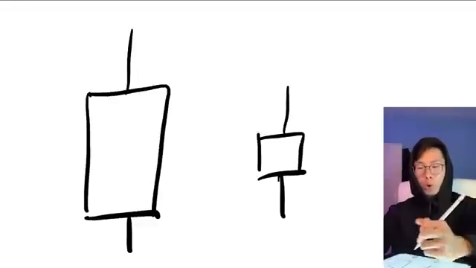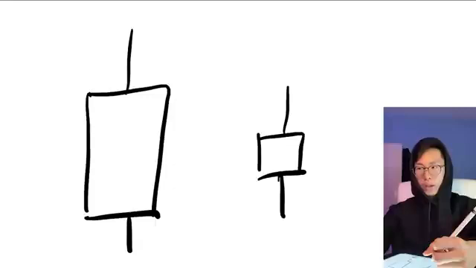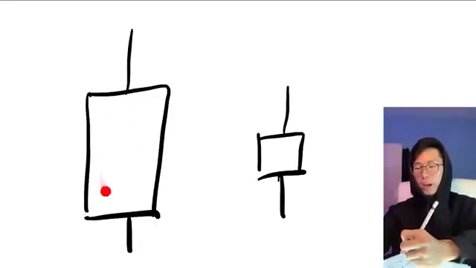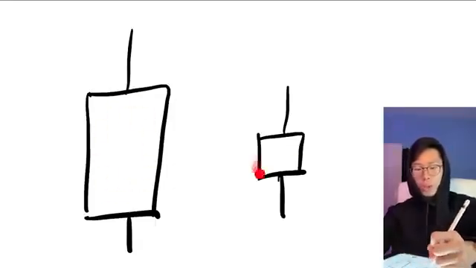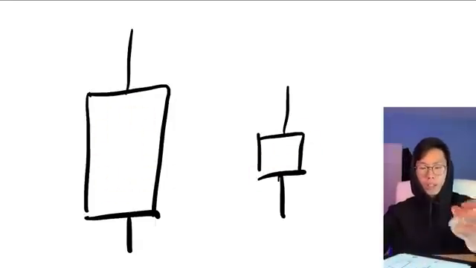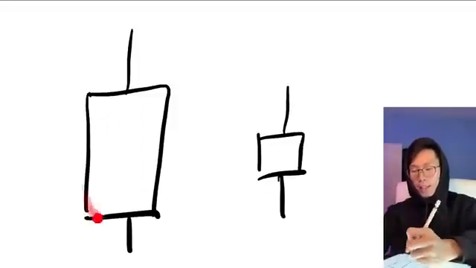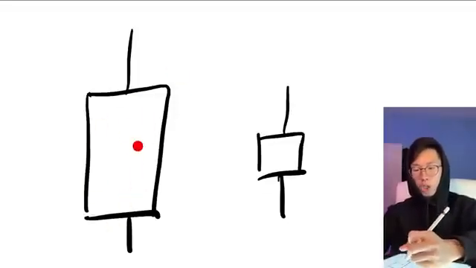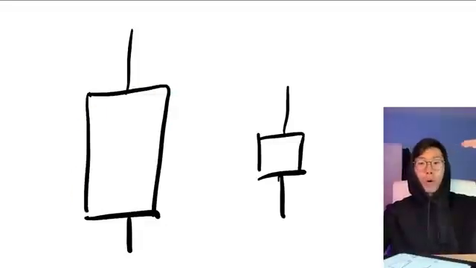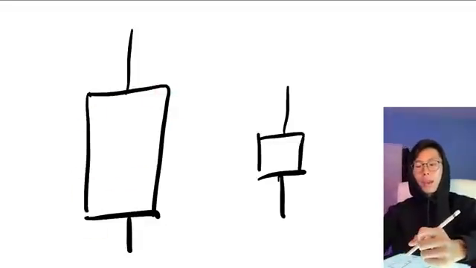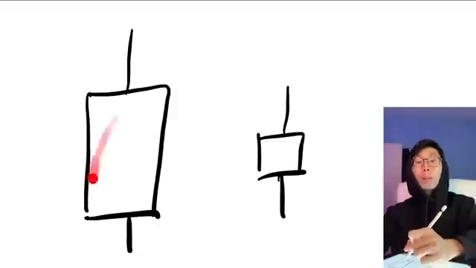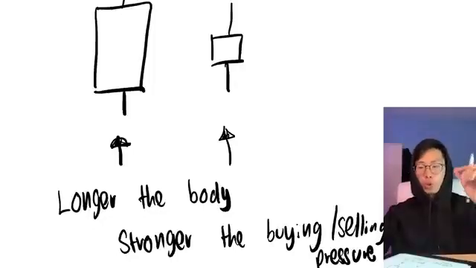Alright. Next, I want you guys to compare these 2 candlesticks right here. You can see this candlestick has a longer body, right? While this one has a shorter body. So what does this mean? This means that this candlestick has more buying pressure, because the longer body means there is more volume, more buyers, and more momentum in the market. So I want you guys to note that the longer the body, the stronger the buying or selling pressure.